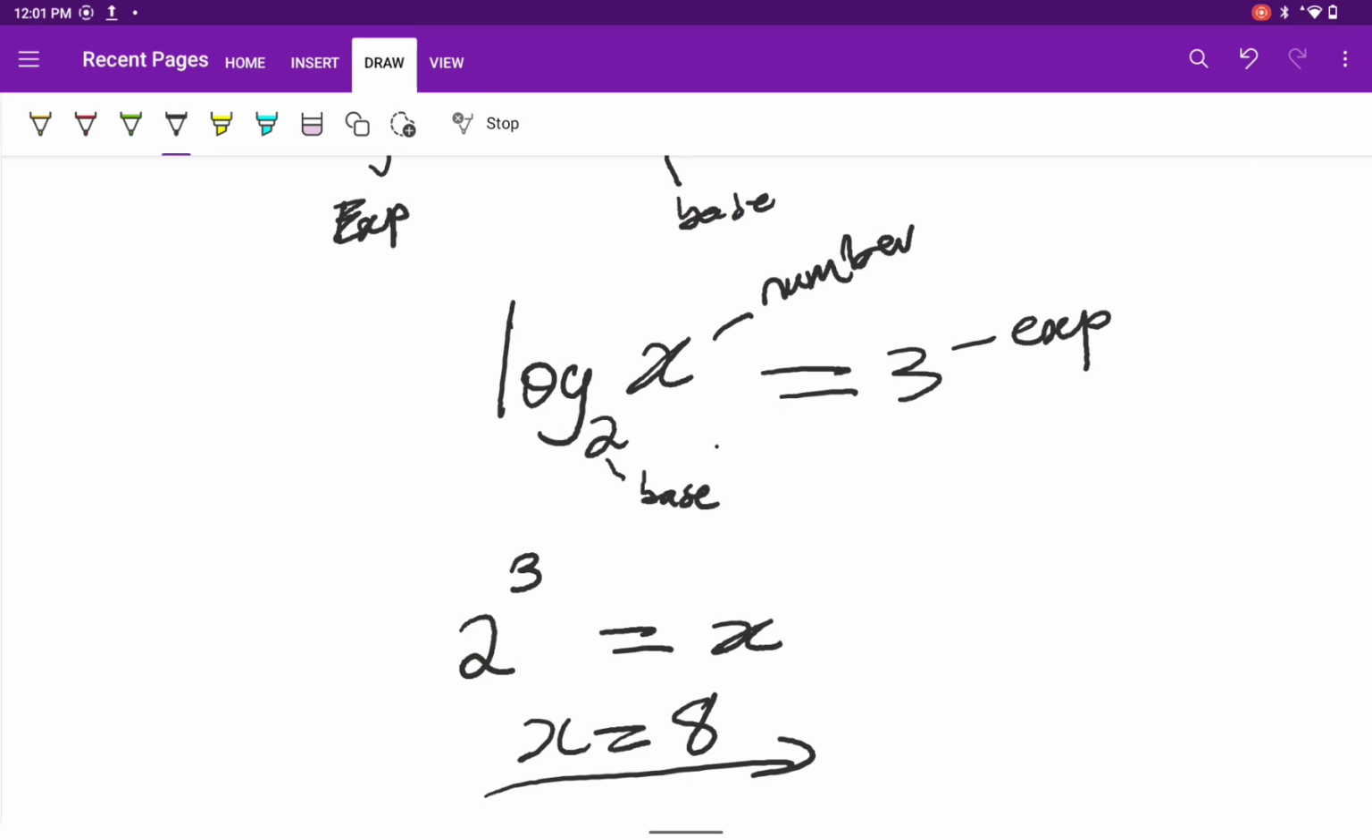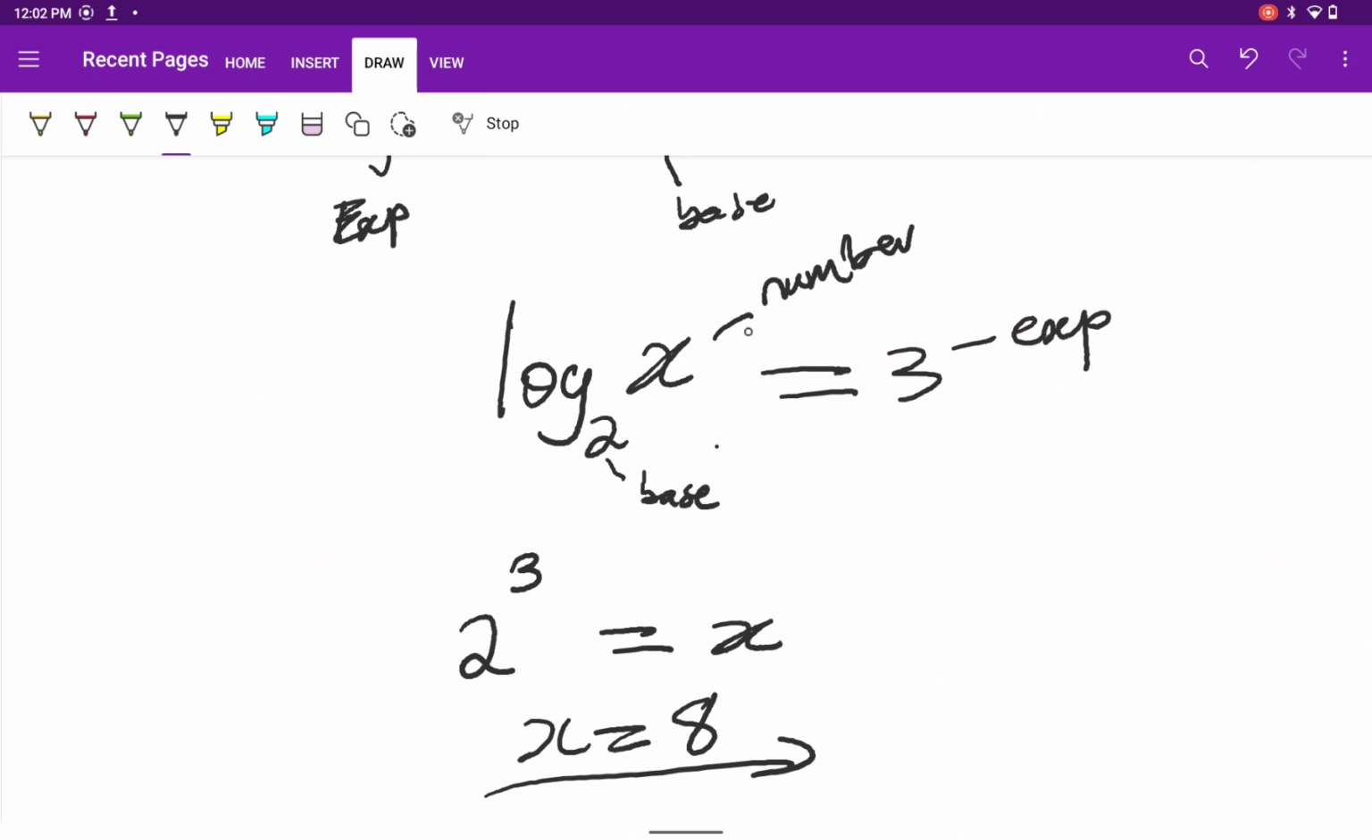So we need to know how to change from exponential form to log form, and from log form to exponential form. We should know when to change to exponential form, when to change to log form, and what the advantages are.